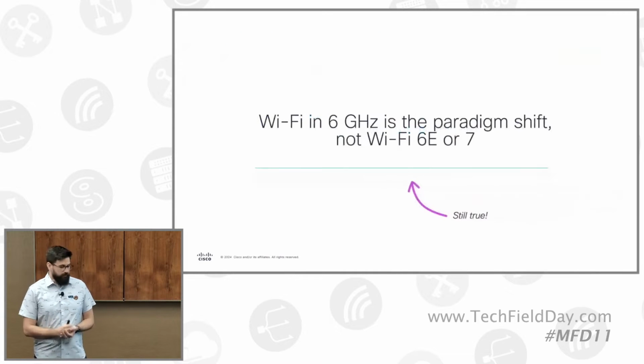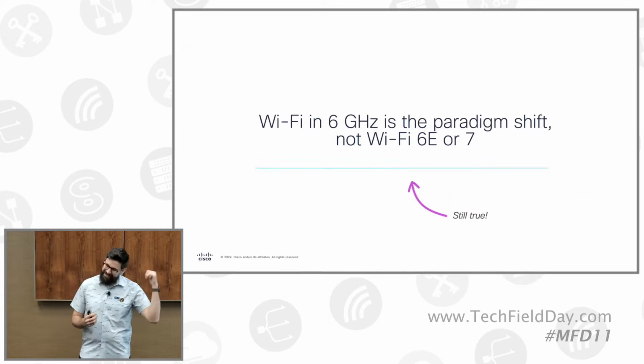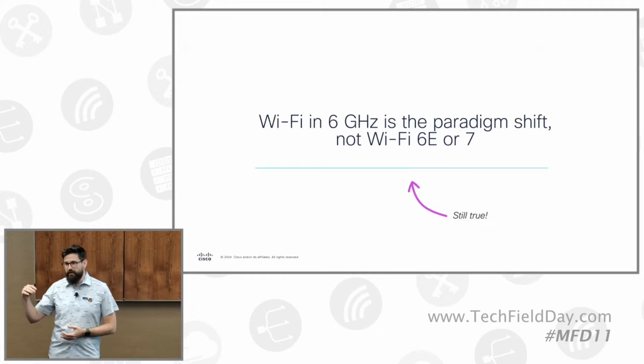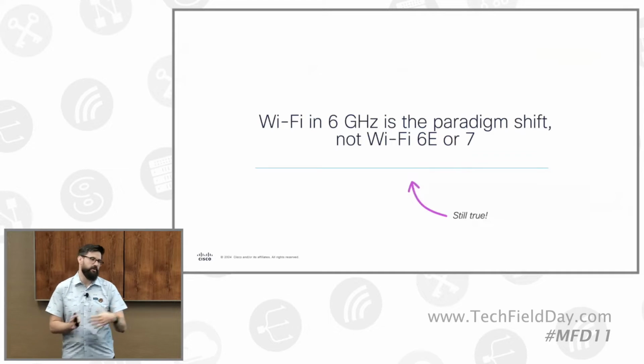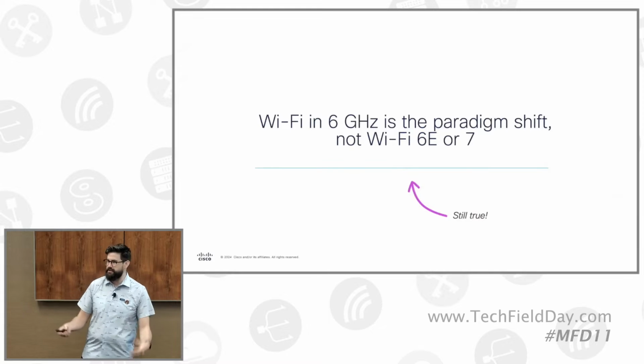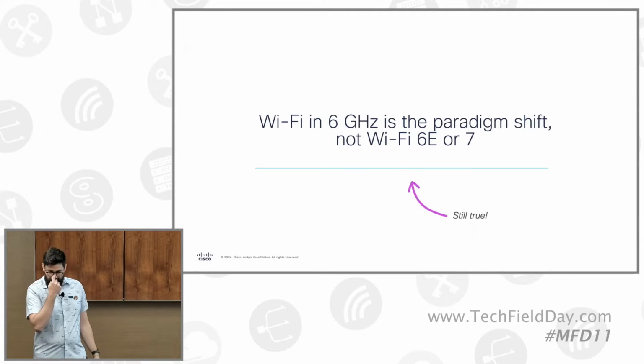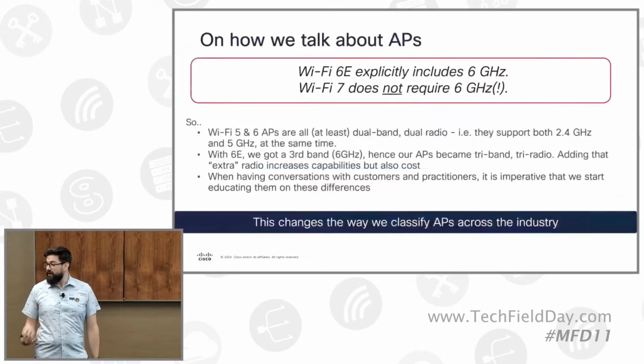Cool. So shifting gears here a little bit. Again, you'll hear me say, we presented this slide back in November, and this is still true, right? The true paradigm shift is 6 gig Wi-Fi. It is not Wi-Fi 6E or Wi-Fi 7, right? They just use this spectrum. But that also means that we need to start talking about APs in a different way.